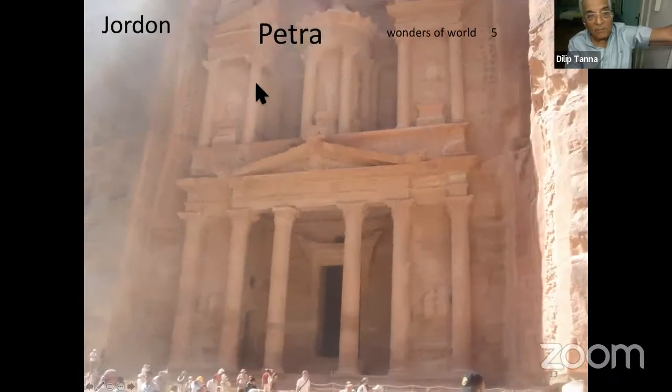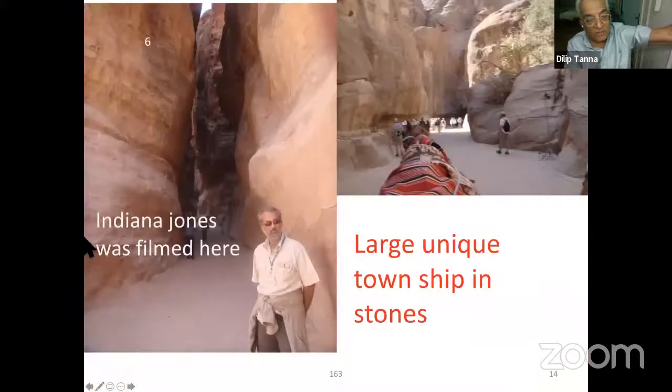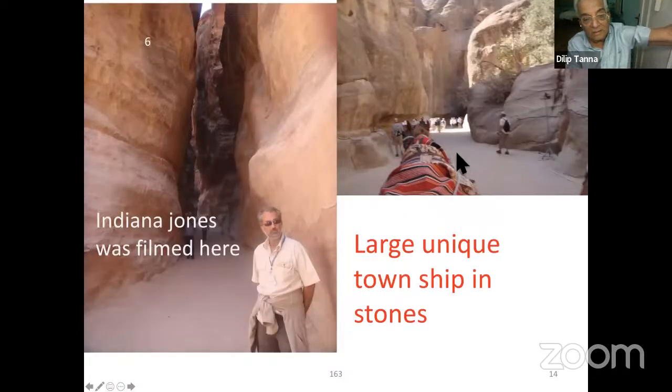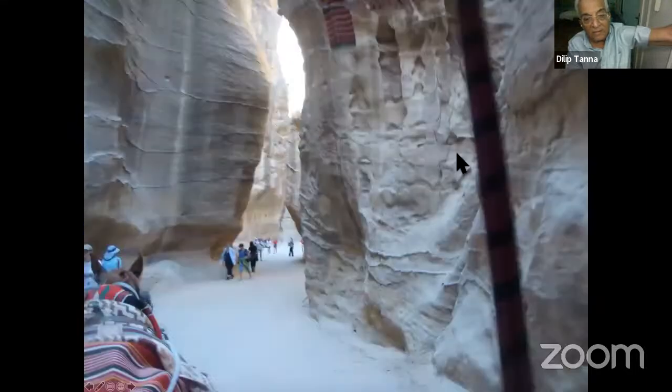This is Jordan, Petra. This is also wonder of the world 5. This is the excavation which they have done. And it's a phenomenal thing. Indiana Jones was filmed here. Large, unique township in stones. You can see this is the one. It is so popular. These were all the movies which have been filmed in this area. This is a typical picture of that.